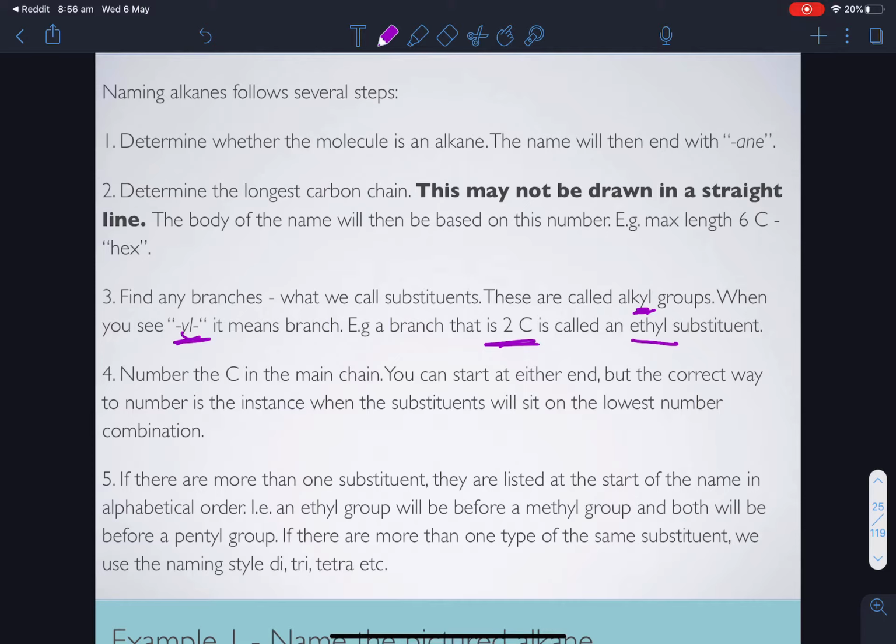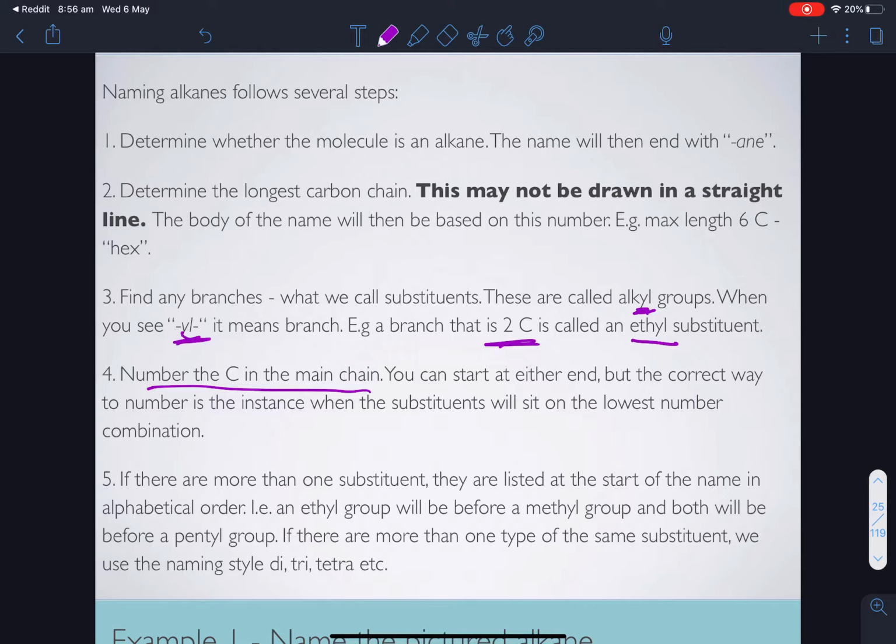So you've got a branch of 2 carbons off this octane. So you number the carbons in the main chain. You actually number them 1, 2, 3, 4, and so on. You can start at either end, but there's a correct way to do this. This is where the branches on there will have the lowest number. Okay, and I'll show you some examples of that soon.